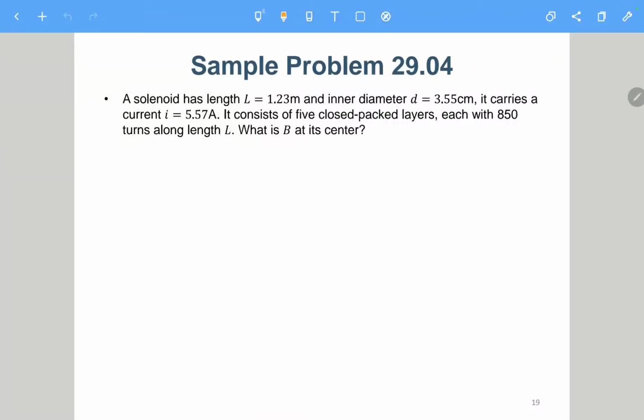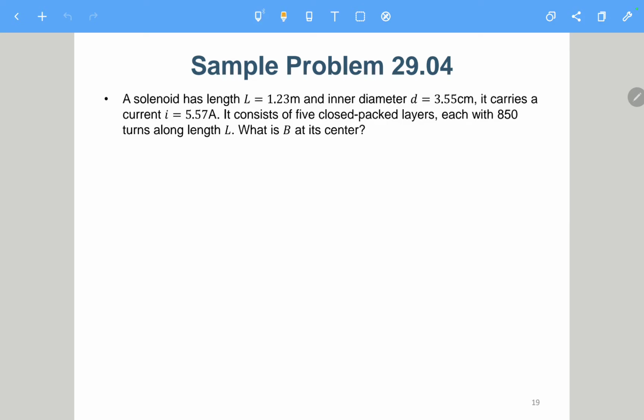Okay, here we have another sample problem. It says a solenoid has length L and inner diameter D. It carries a current I. It consists of 5 closed packed layers, each with 850 turns along length L. What is B at the center?